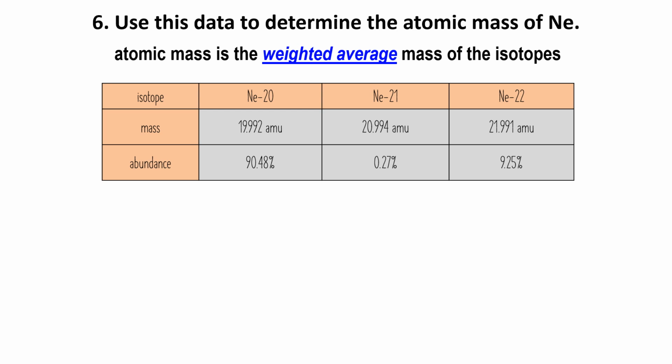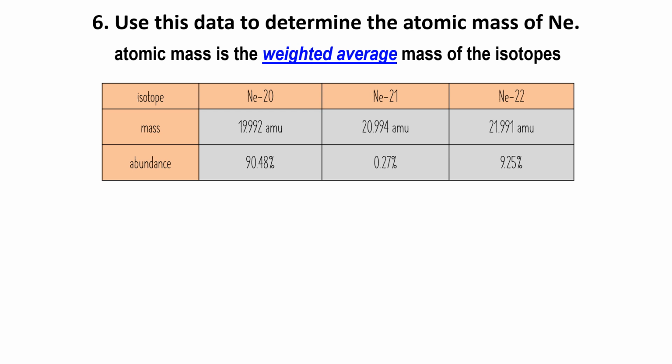So how do we calculate this and average it? We can't just add them all up and divide by 3, because that wouldn't be fair, right? If we just add them all up and divide by 3, we're saying all 3 forms of neon exist equally, and that they all equal 1/3 parts in the environment, and that is not the case here.